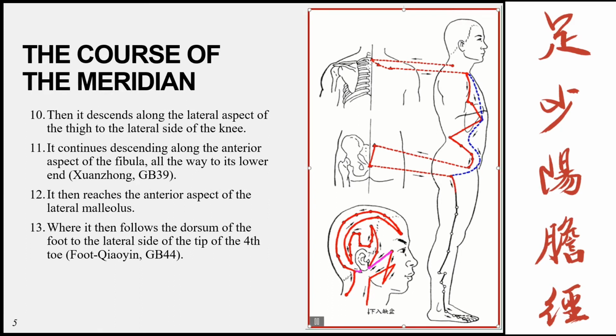It then continues descending along the lateral aspect of the thigh over here, and then down to the lateral aspect of the knee, and then continues descending along the anterior aspect of the fibula over here, all the way to its lower end at GB39. It then reaches the anterior aspect of the lateral malleolus over here, and then it travels along the dorsum of the foot to the fourth toe over here, and ends at the lateral side of the tip of the fourth toe.